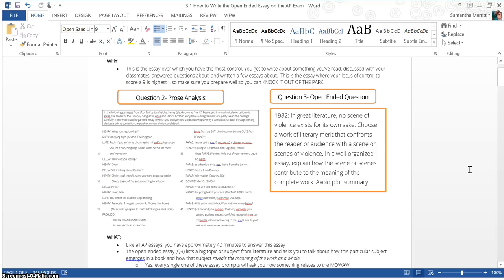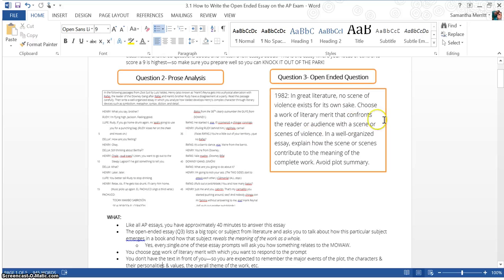Q3, of course, takes work as well, but what makes Q3 a little bit simpler is that this is all you're getting for Q3. You get a prompt, and then you get to choose what book you're writing about, or you can write about a play. So there's not like an additional passage that you have to analyze. It gives you a question, and then you apply it to a book of your choice.